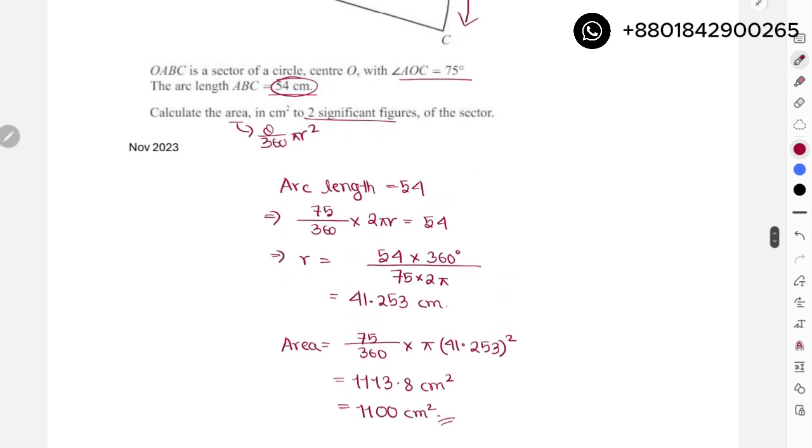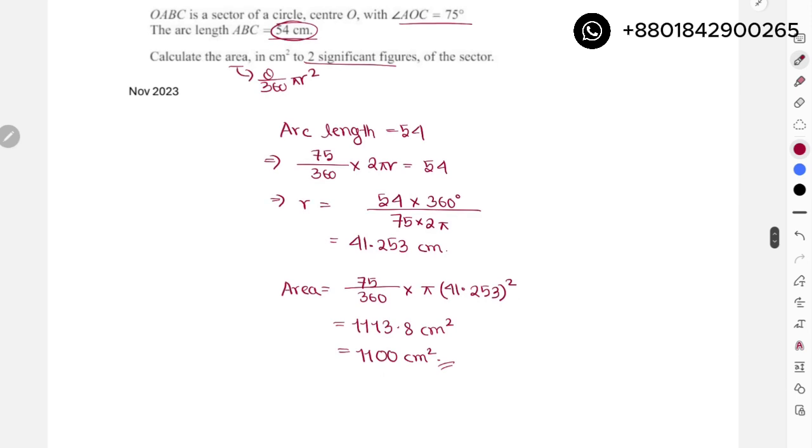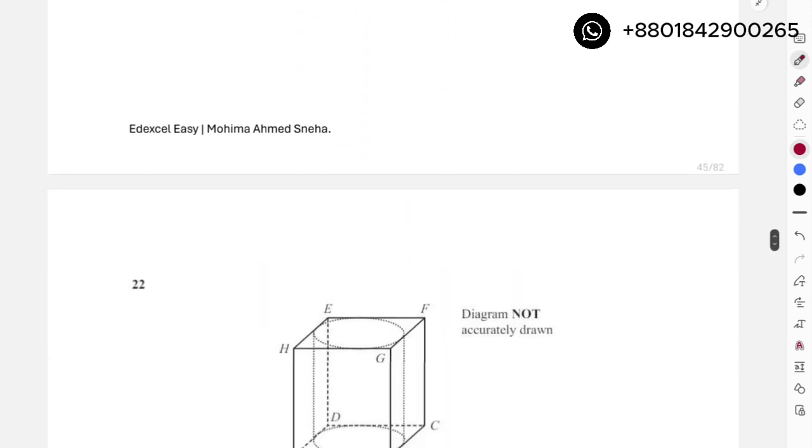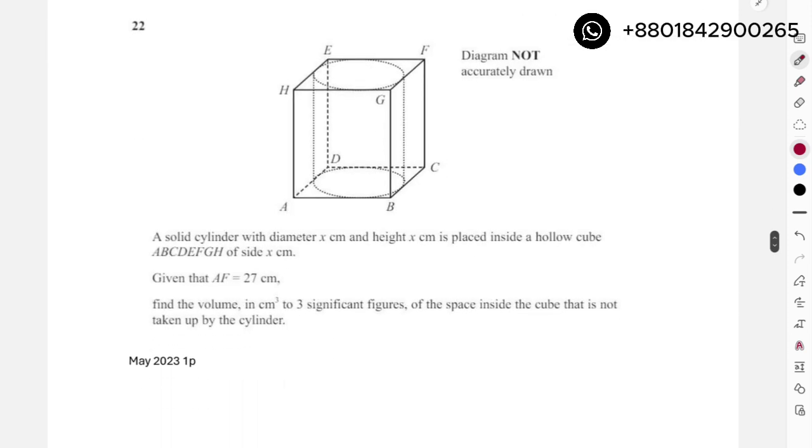So this is your area now. After this, for this mensuration question we are done. Next, we're going to move on to question 22. This question 22 is from May 2023 paper 1.